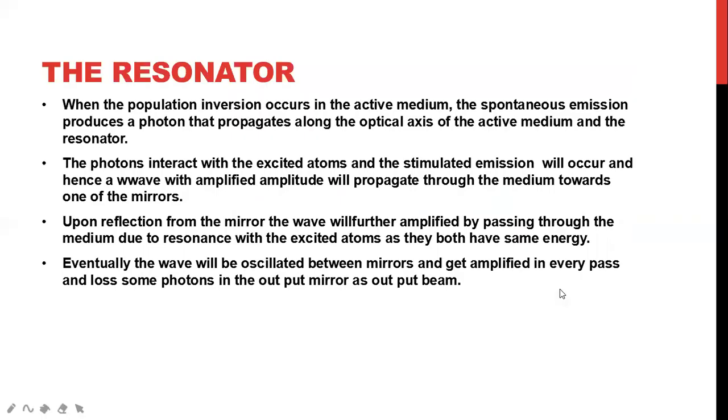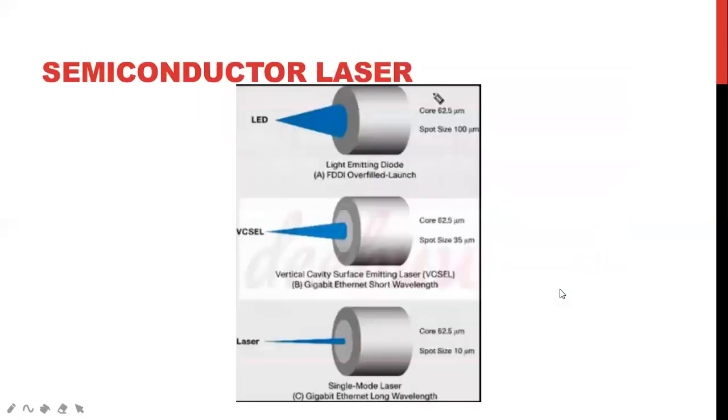This we had already discussed when we discussed a resonator. Now let's start discussing more about a semiconductor laser. So you can see various types of semiconductor diodes emitting light: LED, VCSEL, and laser.